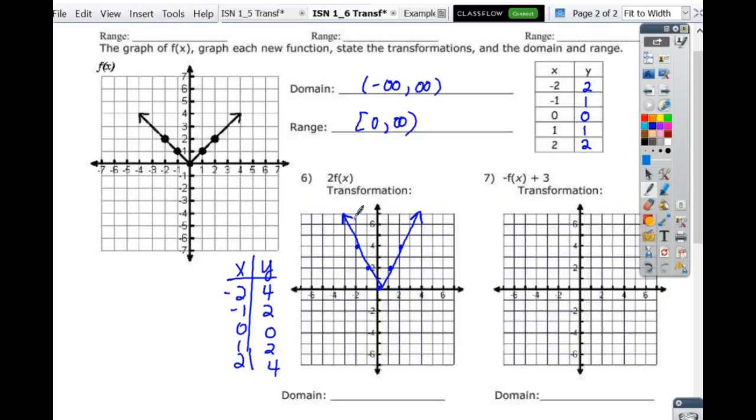how does this one differ from this one? It's more narrow. And this is what I want you to think about. When you multiply by a number bigger than 1, it's like stretching a balloon. It gets taller and skinnier, okay? Taller and skinnier. So if the A is greater than 1, you have a stretch. So this is a stretch of 2. A greater than 1 is a stretch. So you get a stretch of 2.